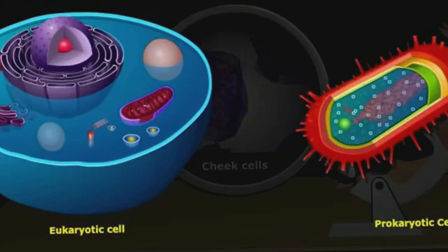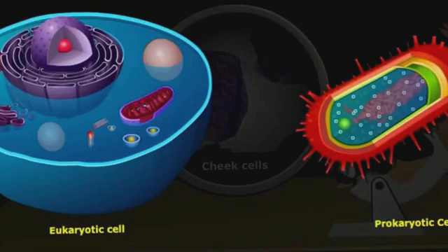Next, eukaryotic cells. Cells that contain a membrane-bound nucleus are called eukaryotic cells. What is a eukaryotic cell? The cells that contain a membrane-bound nucleus are called eukaryotic cells. Do you understand the difference between prokaryotic cells and eukaryotic cells?